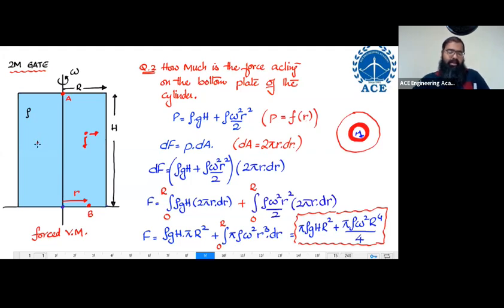If you have a static condition, it was observing force only in the vertical axis. Therefore it was having pressure variation only in the vertical axis. Now rotation takes place, automatically it is going to observe one more force. Therefore pressure variation should take place in both the axes.